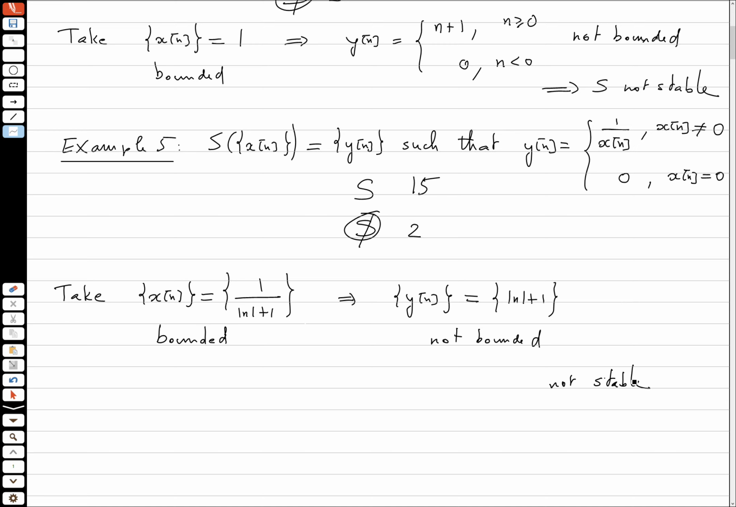So what was the idea? The idea is that x of n is allowed to be bounded, right? The problem is when x of n tends to 0. Can it tend to 0? Yeah, a bounded sequence is allowed to tend to 0. So the problem is that if x of n tends to 0, then y of n tends to plus infinity. So now you don't get a number, you get plus infinity.